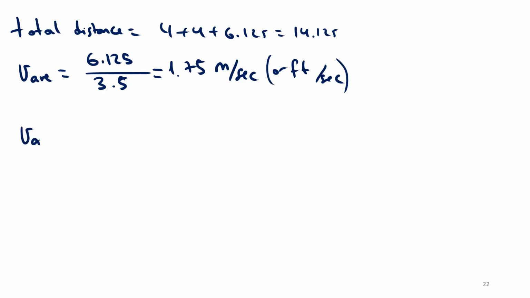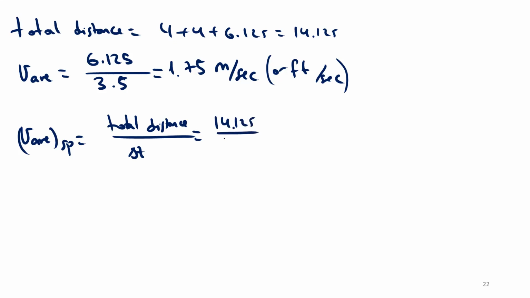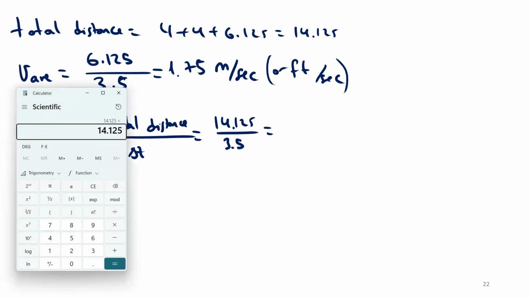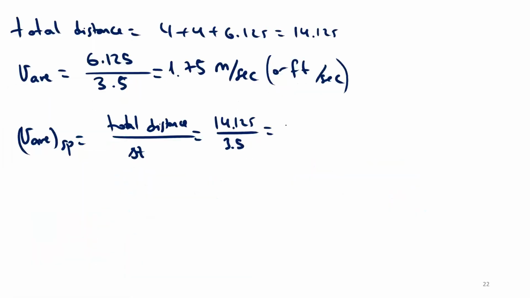And then the average speed will be the total distance divided by the time. The total distance is 14.125, and time is 3.5, and then it will be equal to 4.04 meters per second. Okay, that's the result.